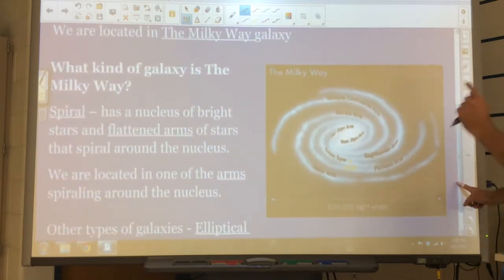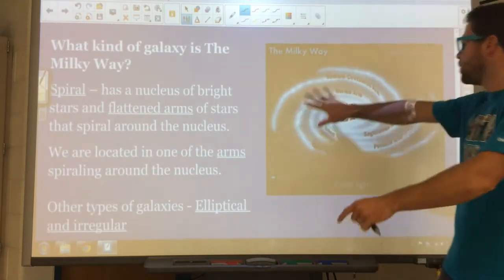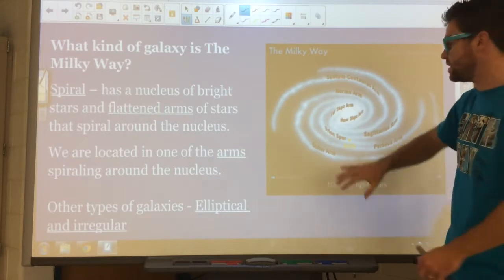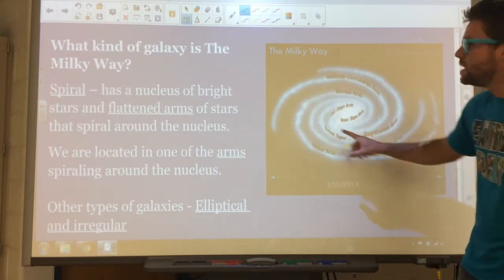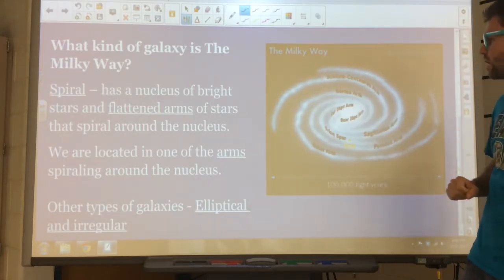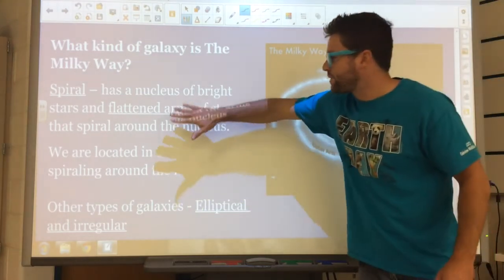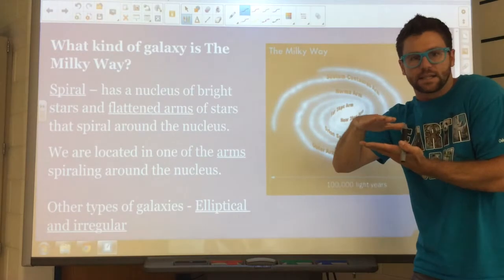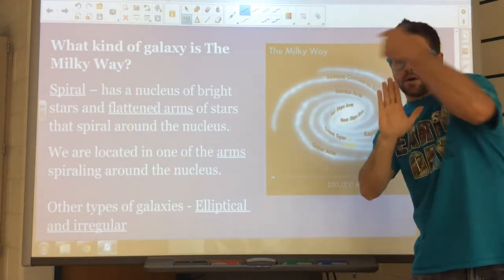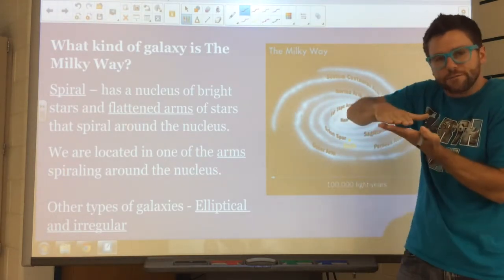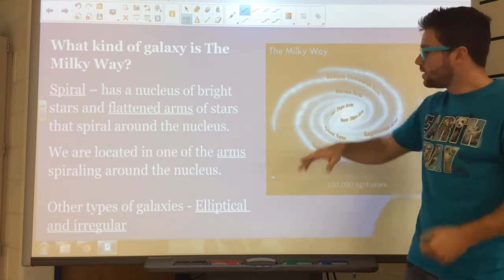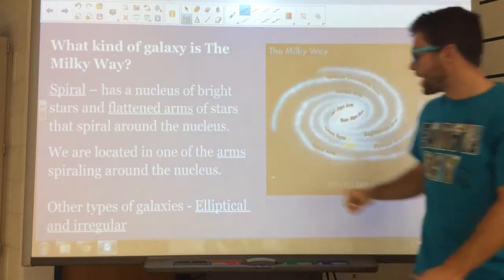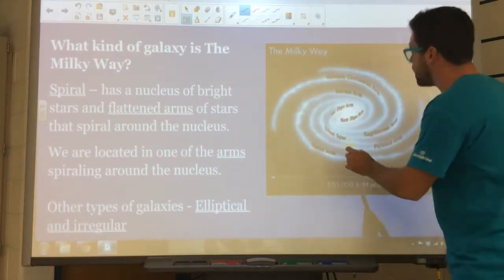Now, there are different kinds of galaxies. We live in a spiral galaxy. There are spiral arms that come off of the center of our galaxy. Okay? It's a flattened spiral arm. So it's almost like a disc, right? A frisbee. So if we turn it up, it looks like a pie. But if we turn it flat, it's flat. All right?